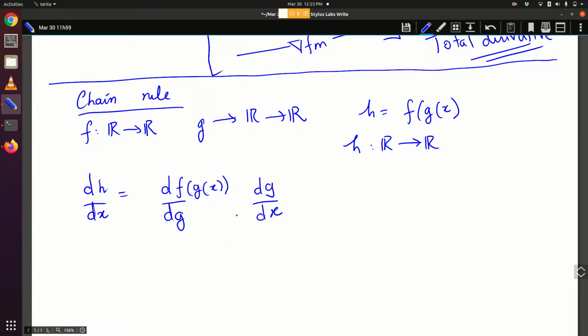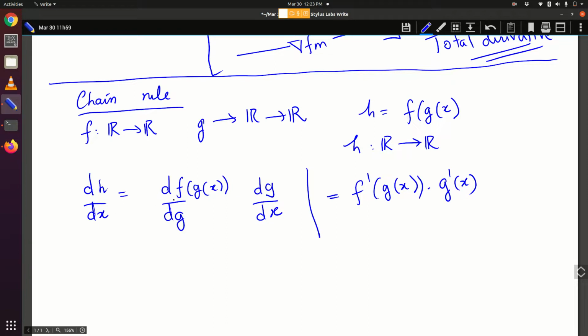So it is also not a hard thing to check. Let us try to check it. Typically we don't write it like this. We write it as f dash of g of x times g dash of x. This is how we write it, and this is what you are more used to seeing.